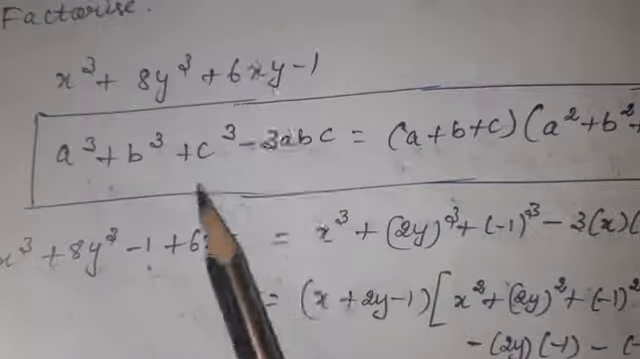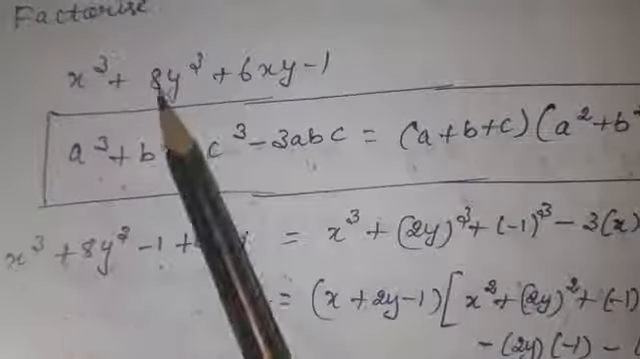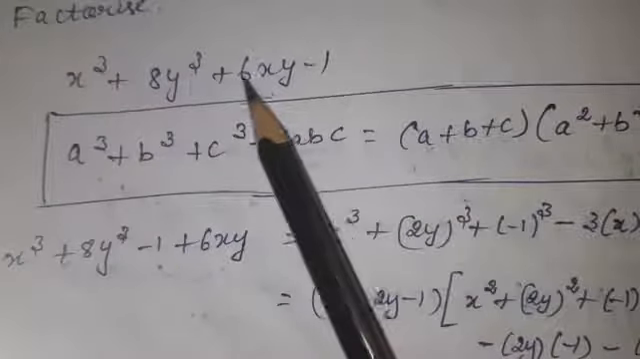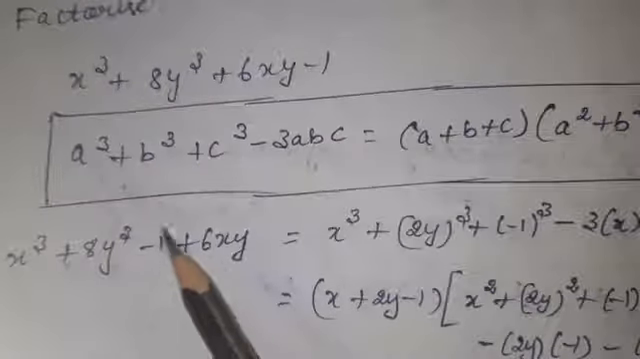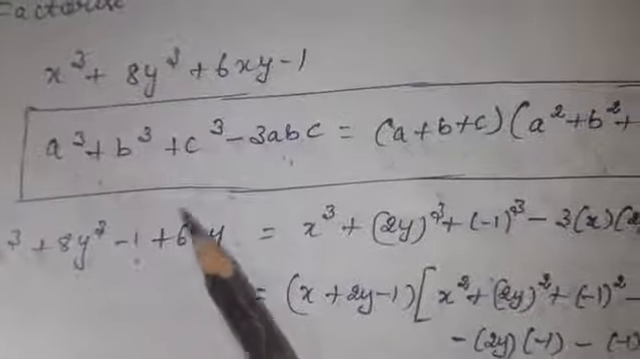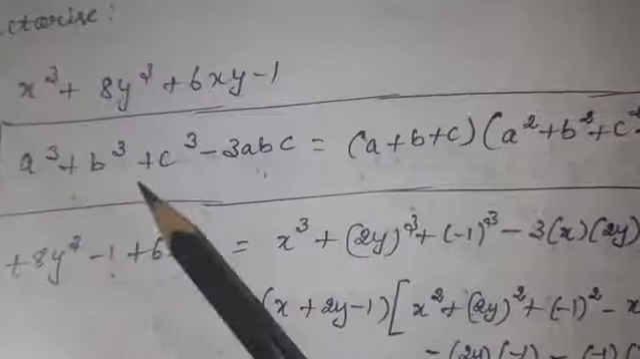So I am arranging this. a cube plus b cube plus c cube is x cube plus 8y cube. Here, instead of 6xy, I am writing minus 1 first, so we can write it as a cube number. Then I am writing plus 6xy at last. Compare this formula and that question.